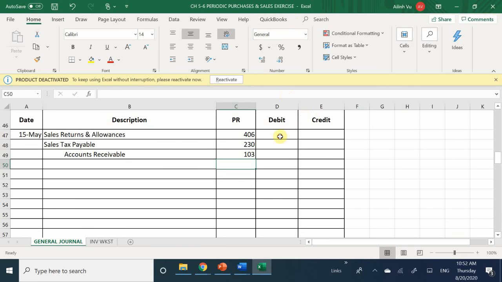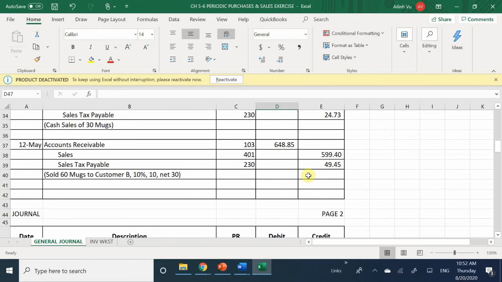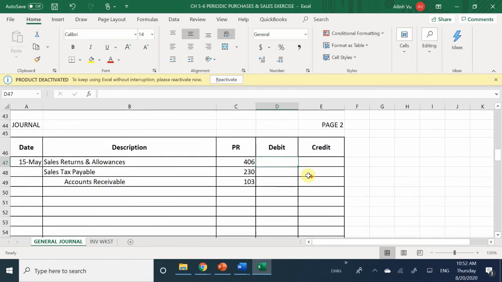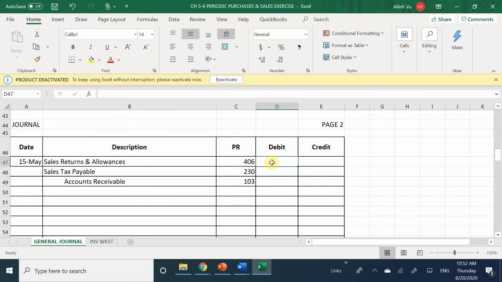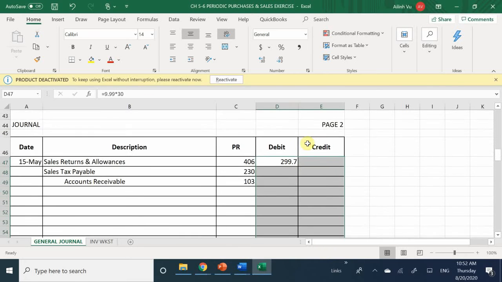Okay, so now let's do some brain power. Because he's doing a sales returns and allowances, he originally bought 60 cups from us, right? So let's go up to the previous one. He originally bought 60 cups from us at $9.99, and he's trying to return 30 of those mugs. What is my total sales returns for just the mugs? $299.70. $299.70 is correct.